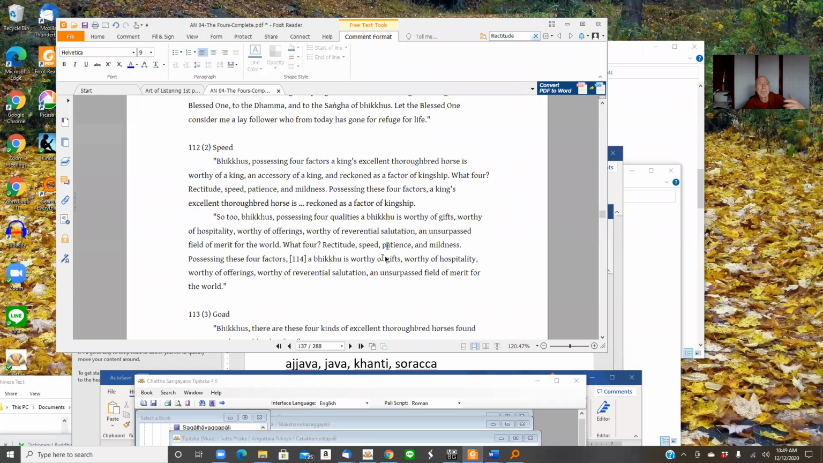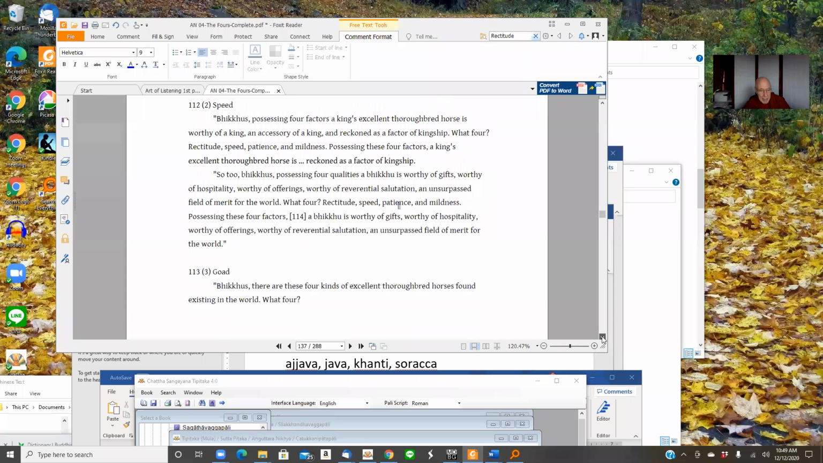You have to travel maybe eight months of the year, walking on foot, often living out in the open, getting mosquito bites, bites by other insects, danger from wild animals, inclement weather, and so forth. So patience, and then mildness, being humble, gentle, receptive, and responsive. Okay, so those are the four qualities that make one worthy of gifts.